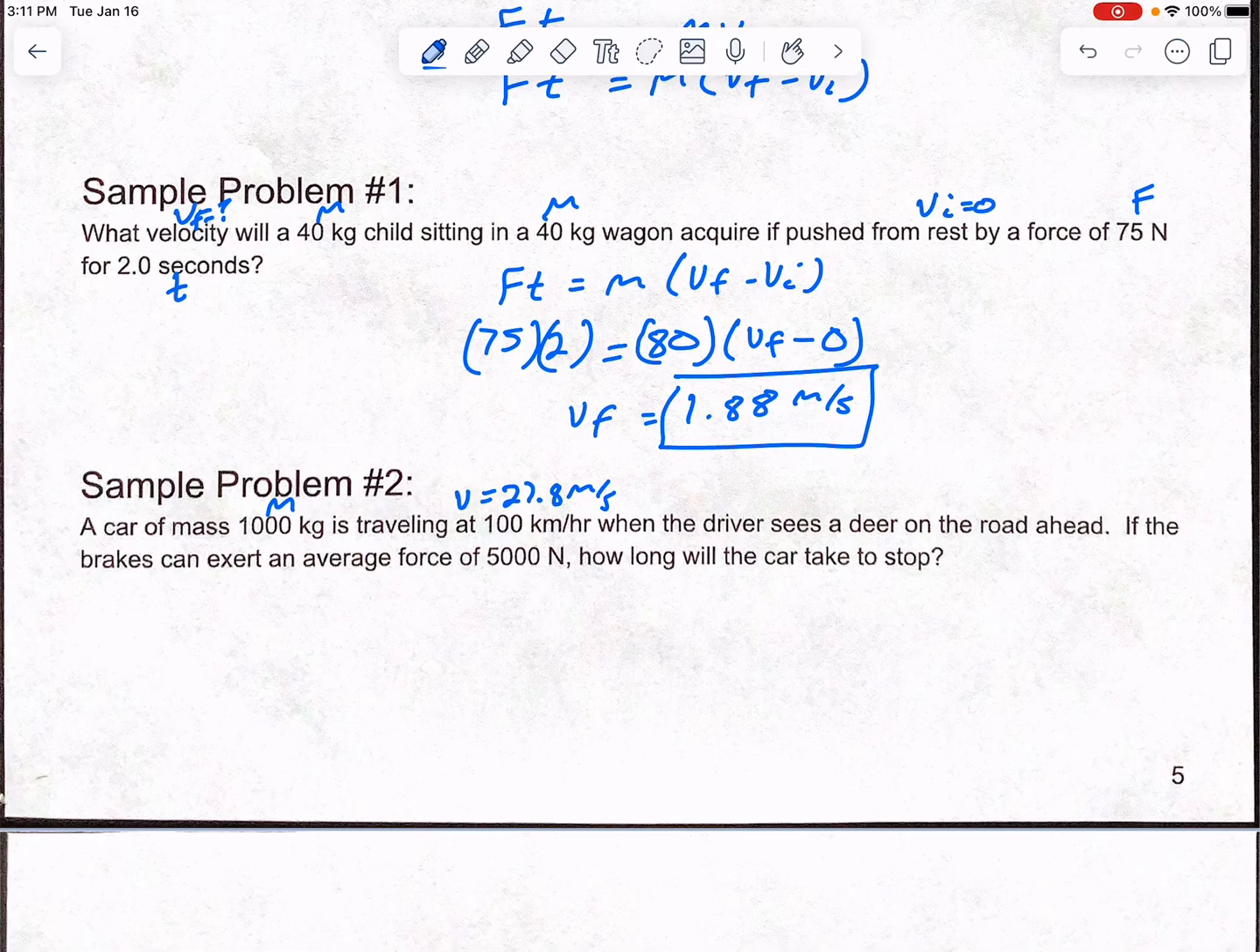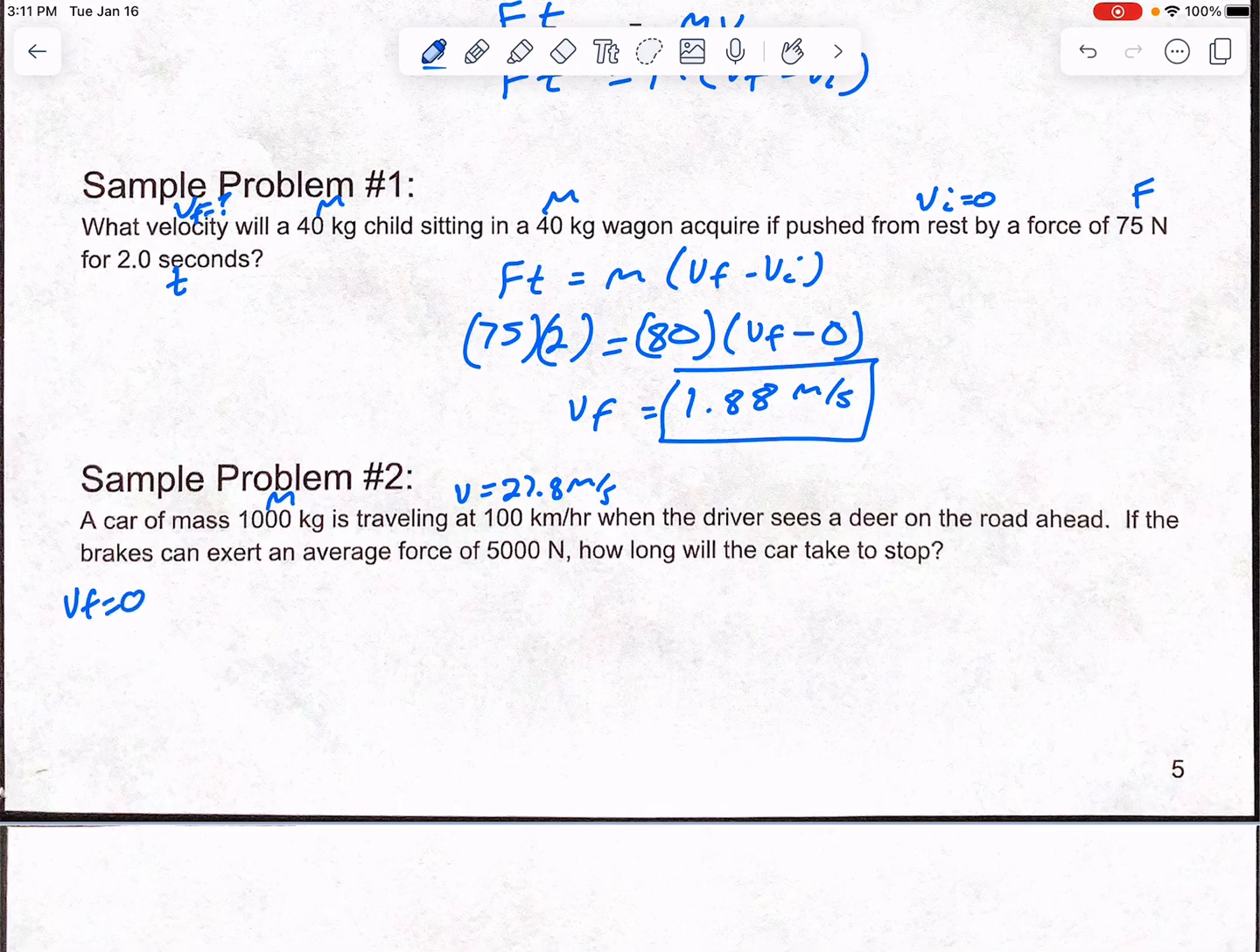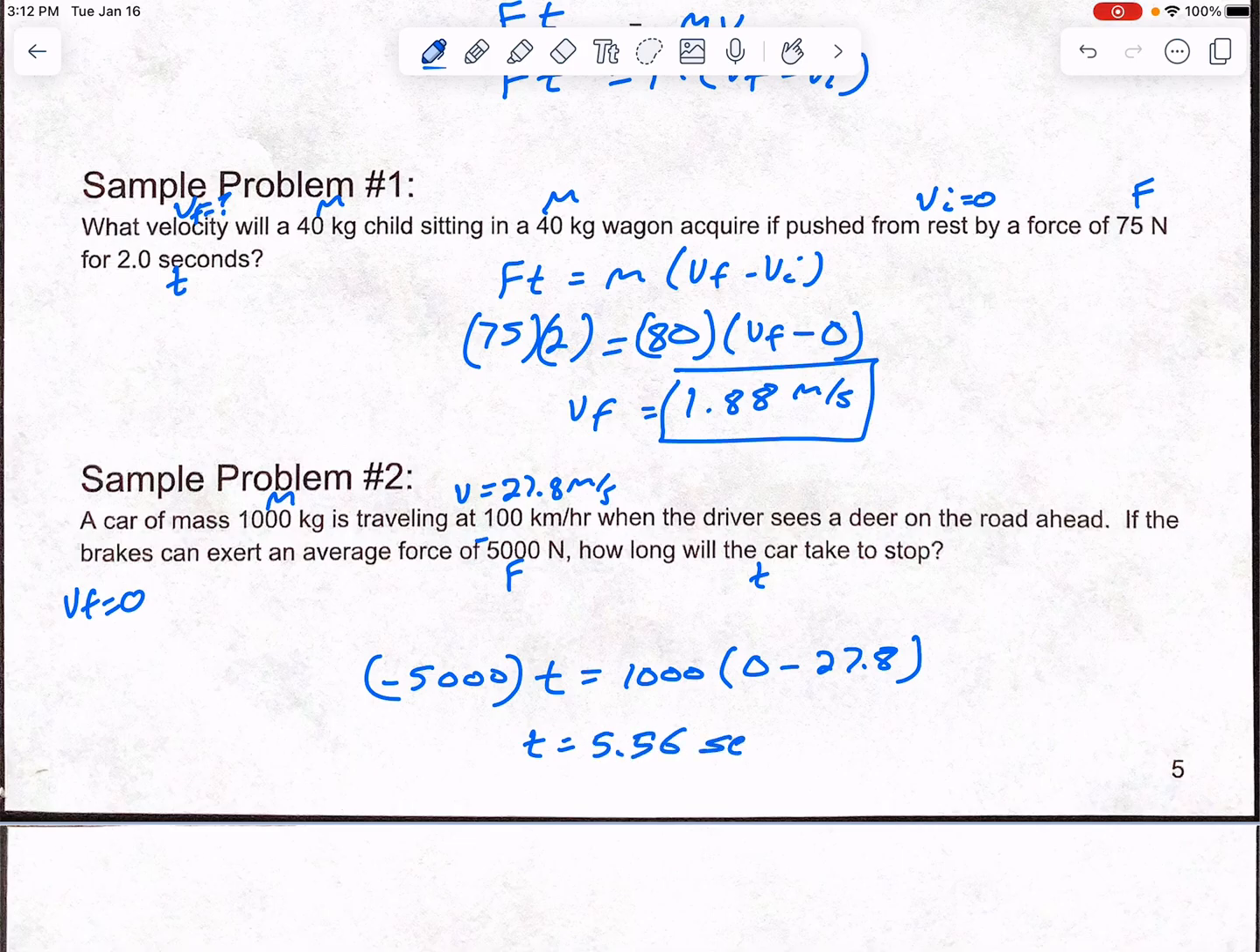So vf is going to be 0 if we're coming to a stop. Then I have a brake force. Brake force acts against you, so you have to pay attention to direction here. Brake force goes against you, so that's technically negative 5,000 newtons for your force. How long will it take? That means you're looking for time. So we plug in negative 5,000 times t, time we don't know so we leave it as t, equals my mass, which is 1,000, times (vf minus vi), so 0 minus your initial velocity of 27.8. If you're ever unsure about that, remember F comes before I in the alphabet, so final minus initial. That comes out to a time of 5.56 seconds.